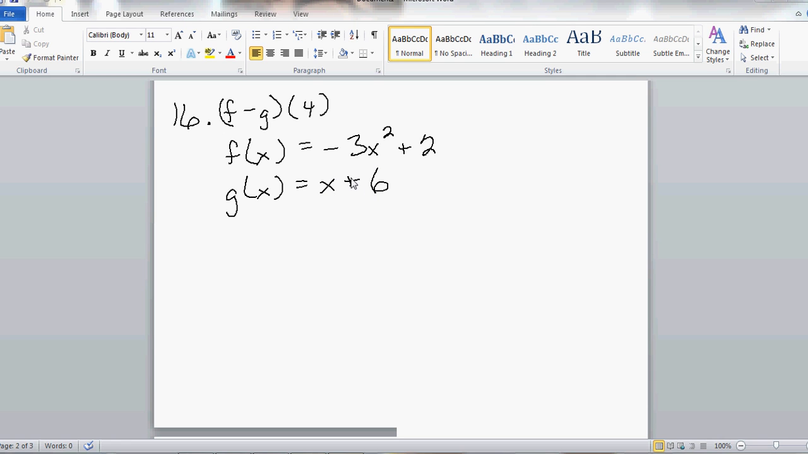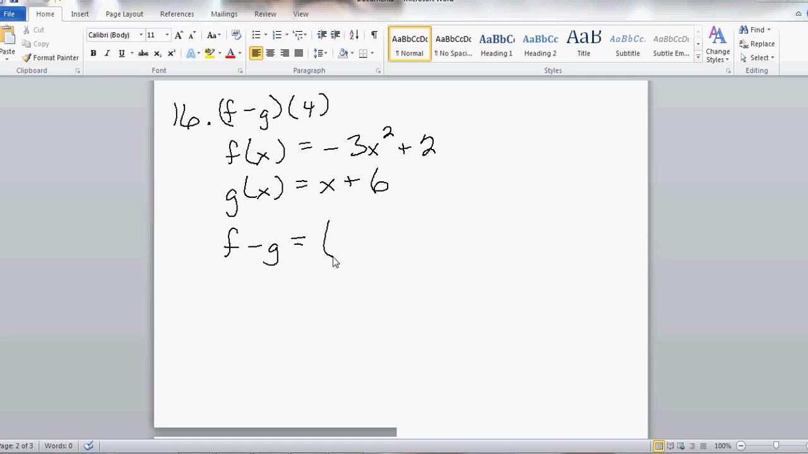Now there's really two ways to do this exact same problem. We could find f of 4 and g of 4 and do the subtraction, or we can just take f of x minus g of x and whatever that value is, plug in 4. So I'm going to do it the second way, although the first way is actually a little bit easier, but you'll see this really isn't too terribly difficult.